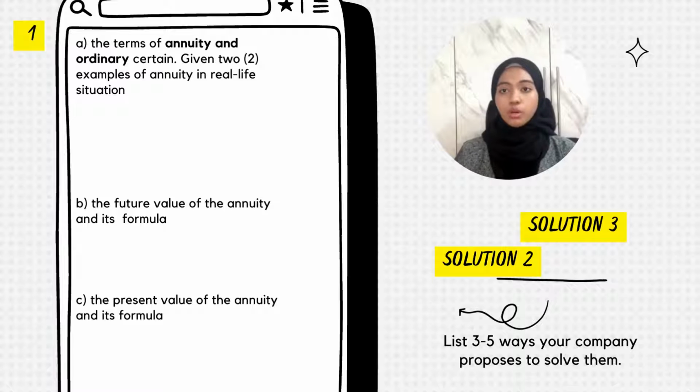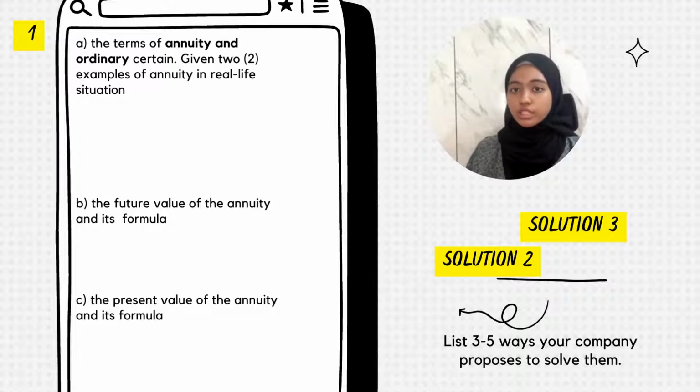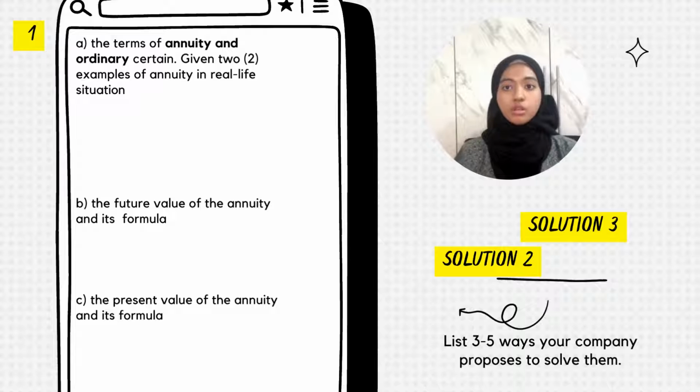The last one, 1C: the present value of an annuity is the current value of future payments from an annuity given a specific rate of return or discount rate. The higher the discount rate, the lower the present value of the annuity. The formula for the present value of an ordinary annuity is A = R [(1 - (1 + i)^-n) / i]. So that's all from me.